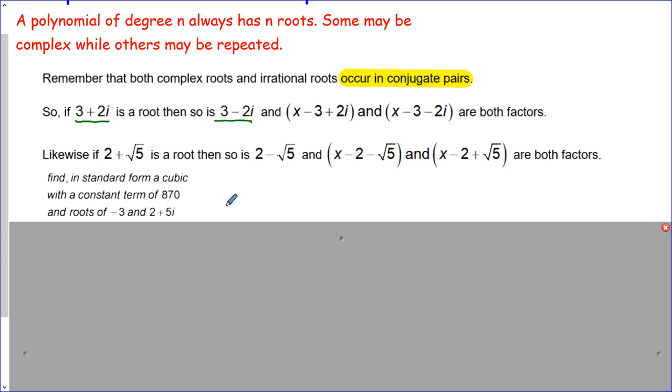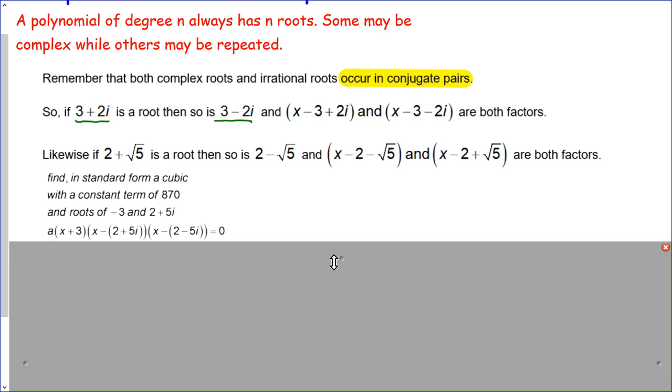All right, so here's a question which says, find in standard form a cubic function with a constant term of 870 and roots of negative 3 and 2 plus 5i. Well, if 2 plus 5i is going to be a root, then 2 minus 5i is also going to be a root. And x minus that will be a factor, and x minus that will be a factor. If minus 3 is a root, x plus 3 is a factor.